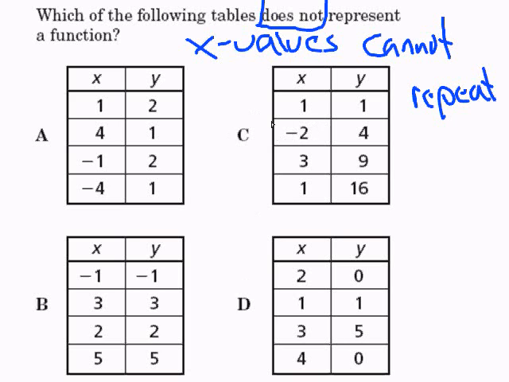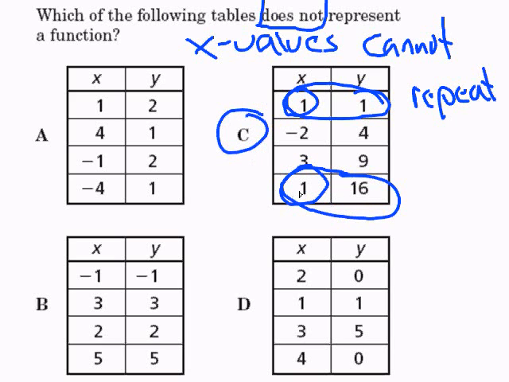You'll notice on choice C, the x values repeat. You have a 1 and a 1. One goes to 1 and one goes to 16. So therefore, answer choice C shows us a table that is not a function because the x values repeat.